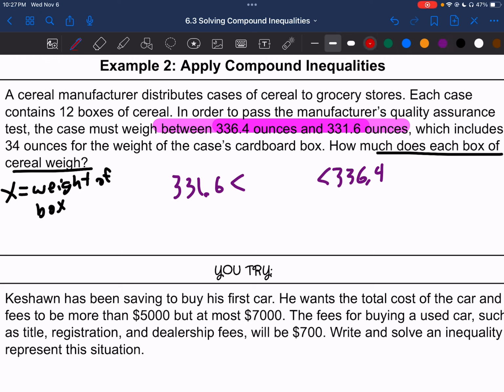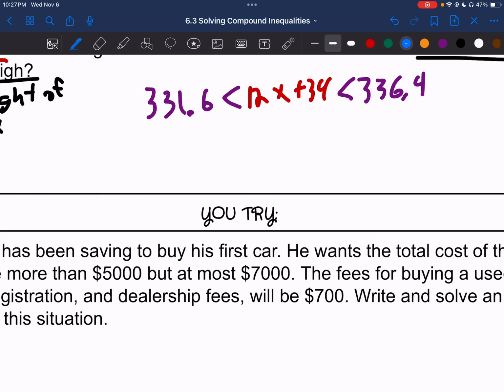And now we know we have 12 boxes of cereal per case. So 12x, and we have 34 ounces for the weight of the packaging itself. All right, so now we can go ahead and solve this. We're going to zoom in on it. We're going to subtract 34 from both sides.